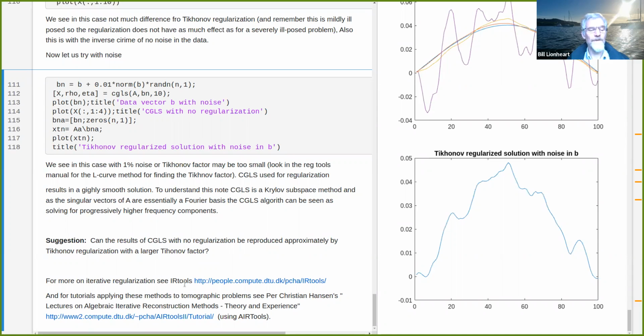Okay, so for more on iterative regularization, IR Tools is a good link. I'll put it in the notes. So you can play with a lot of iterative tools and regularizations. There are some tutorials using iterative methods for tomography problems, so 2D problems. I recommend this tutorial, which uses AIR Tools, another one of Per Christian Hansen and his collaborators' toolboxes in MATLAB. So feel free to play with that. This was just a taster.